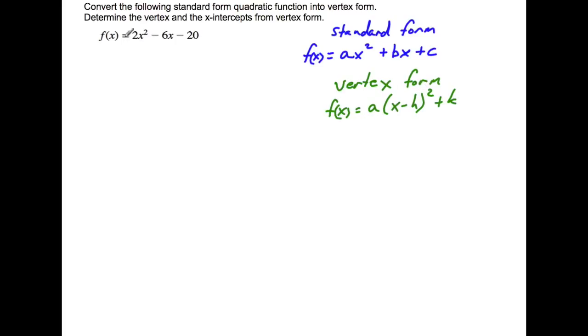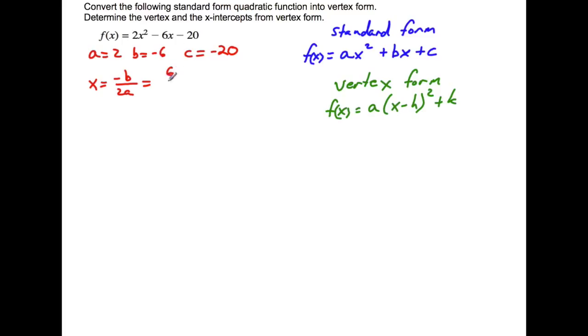What I want to do first is just write out a, b, and c from the standard form. Okay, so a equals 2, b equals -6, and c equals -20. In order to find the vertex, I just do the x coordinate equals -b over 2a. So I can continue from there.